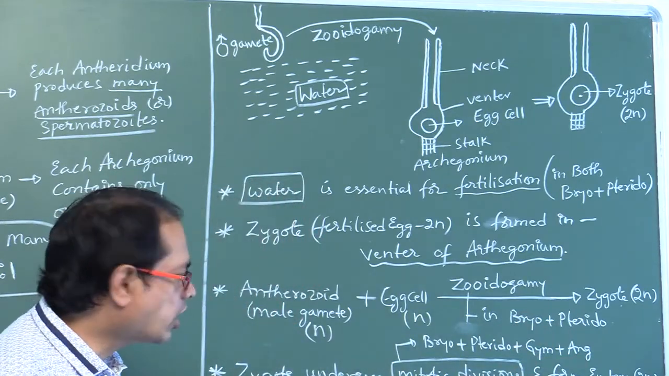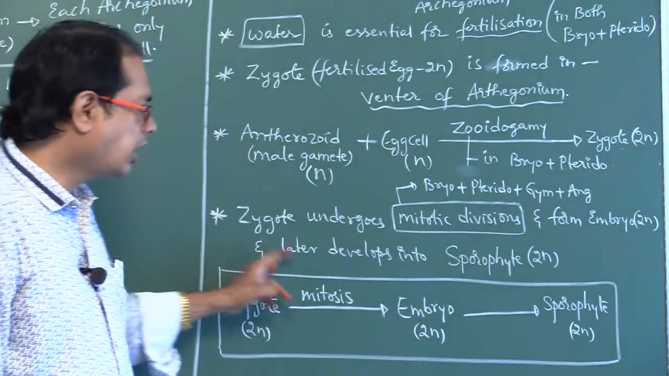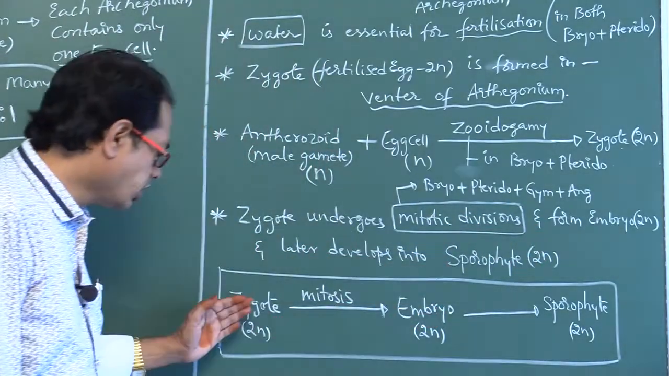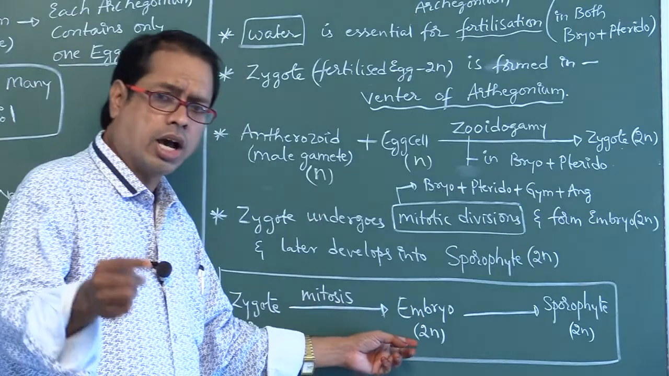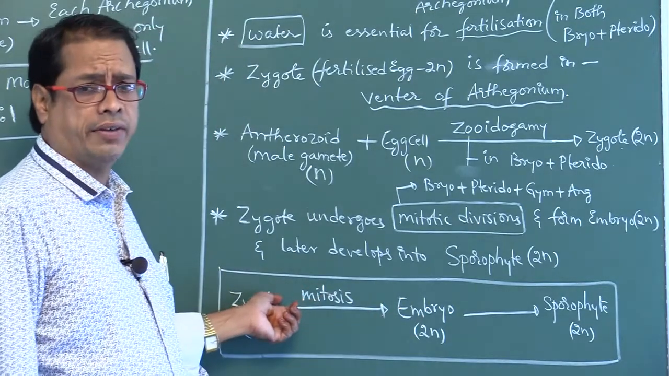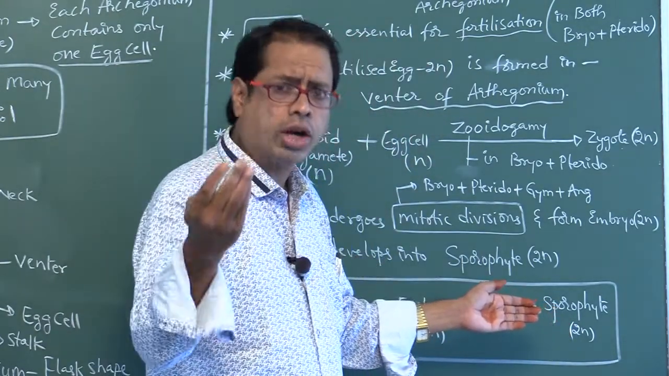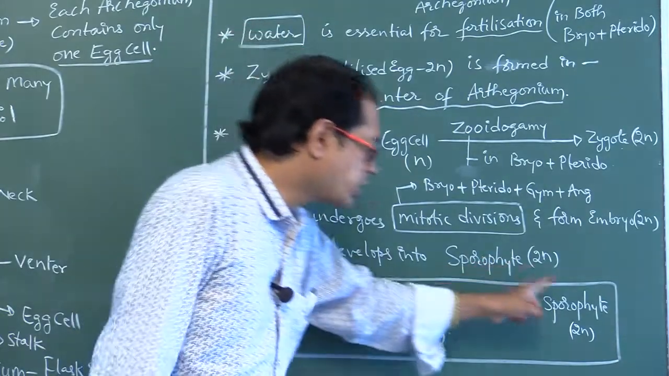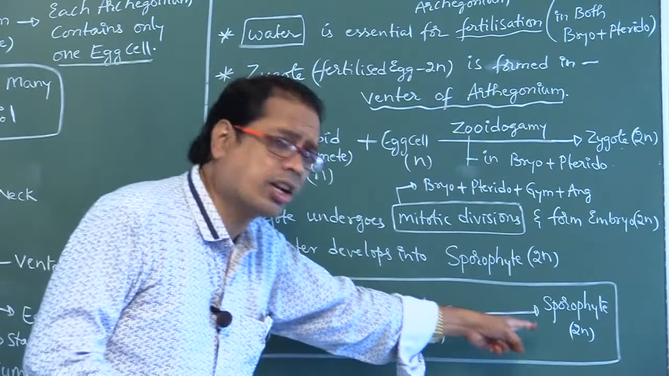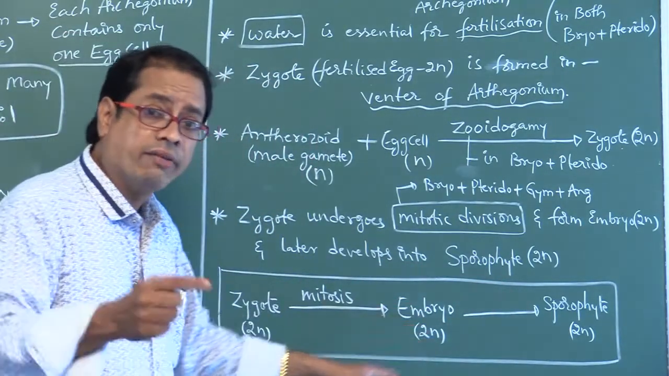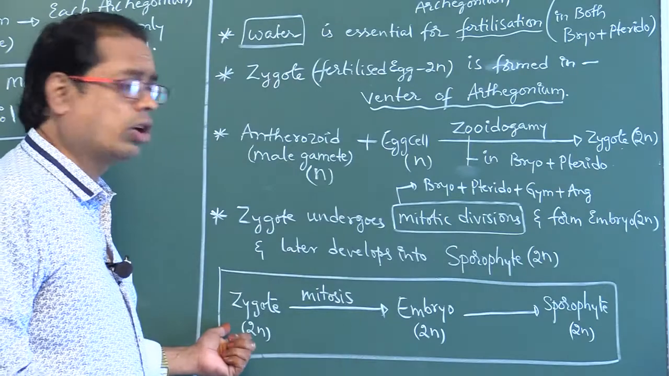Next, the zygote undergoes mitotic divisions to form the embryo, which later develops into the sporophyte. That is, the zygote develops into an embryo, 2n to 2n, so the division required is mitotic division. This embryo later develops into the 2n sporophyte, with only mitotic divisions. So the sporophyte is developed from the zygote. What is the first cell of the sporophytic generation? Zygote. Don't say embryo. The first cell of the sporophytic generation is the zygote.